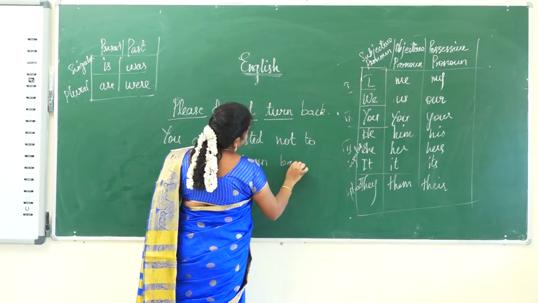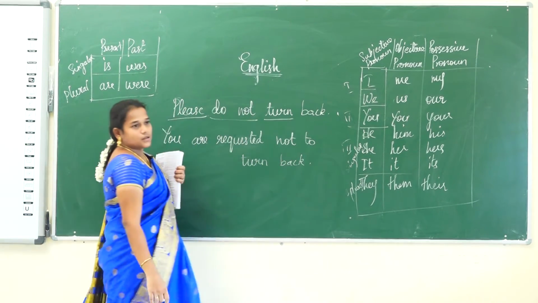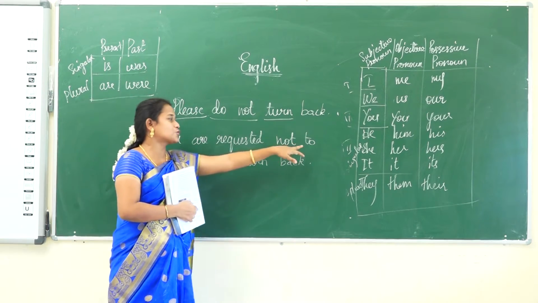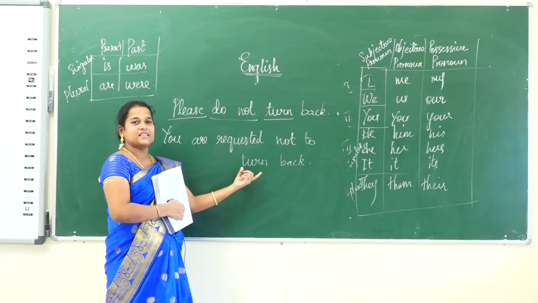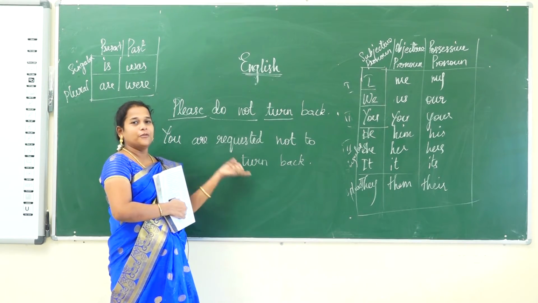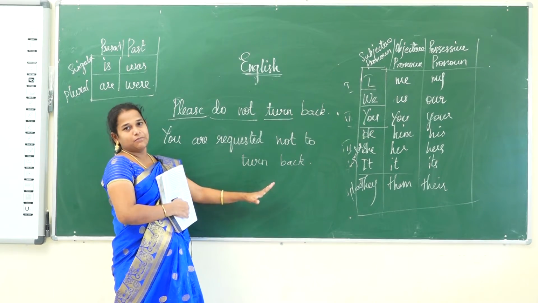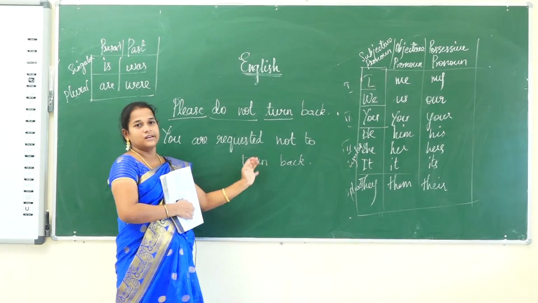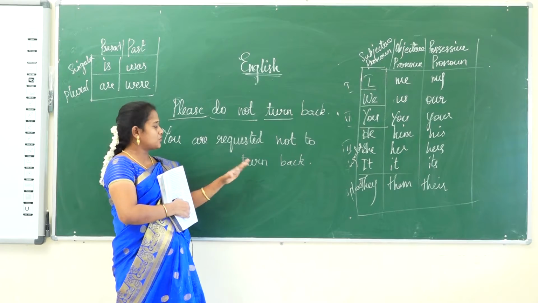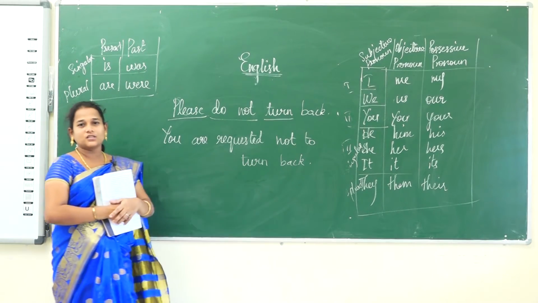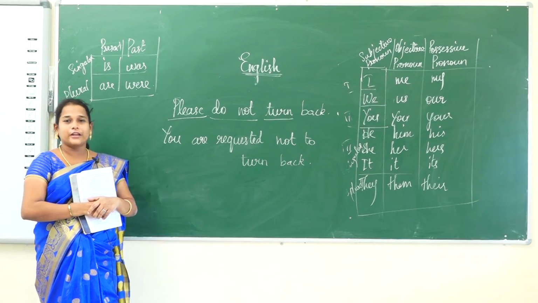Turn back. Okay. Because of this, we are inserting this to here. So, we should not change the verb. It is in the form of V1, turn, assemble. We won't change assembled, turned. We should not change. It has to remain as it is because it is converted into an infinitive verb.